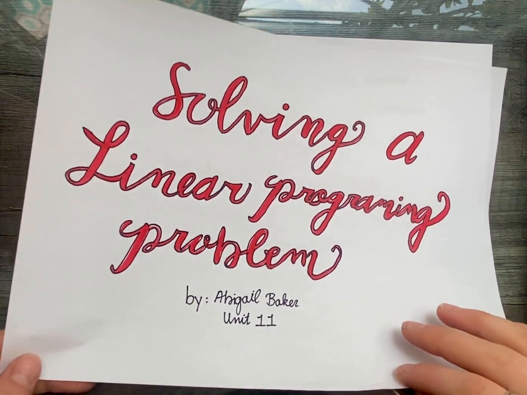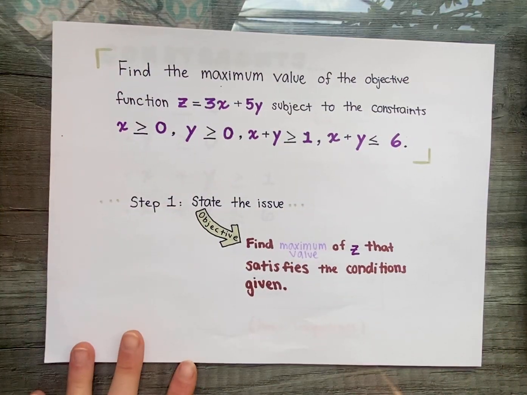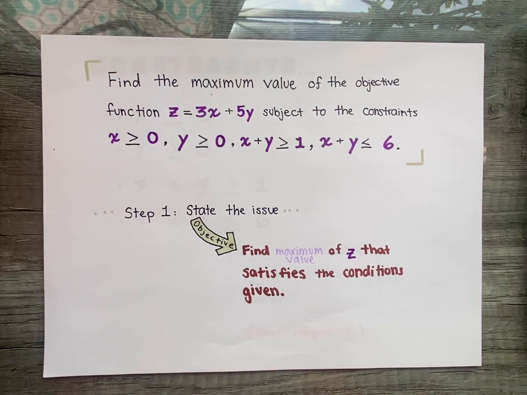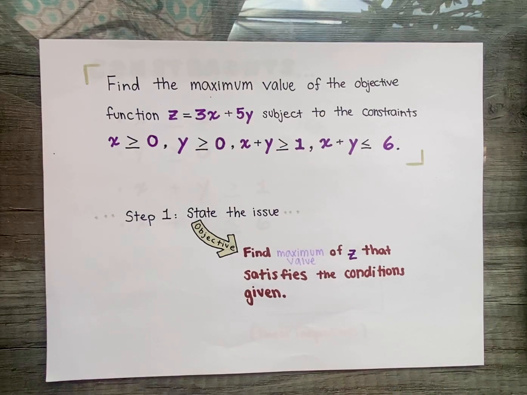The problem that we will be discussing and solving today is one found in the videos of Chapter 5, Section 6 in the MML library. So, our problem is as follows. Find the maximum value of the objective function z equals 3x plus 5y, subject to the constraints x is greater than or equal to 0, y is greater than or equal to 0, x plus y is greater than or equal to 1, and lastly, x plus y is less than or equal to 6.